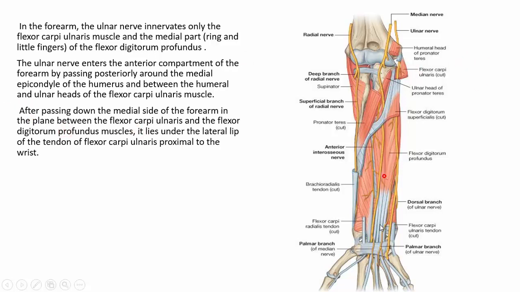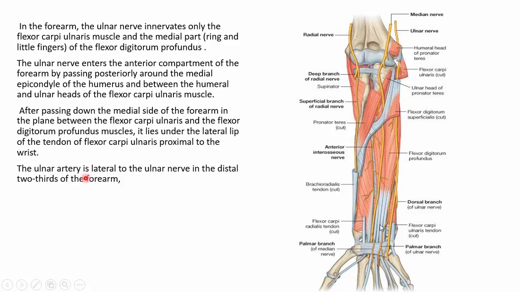After passing down the medial side of the forearm, the nerve lies between the flexor carpi ulnaris and flexor digitorum profundus. It lies under the lateral lip of the tendon of the flexor carpi ulnaris proximal to the wrist. Here is our nerve between the muscles flexor digitorum superficialis and flexor digitorum profundus, and higher up between the two heads of flexor carpi ulnaris.